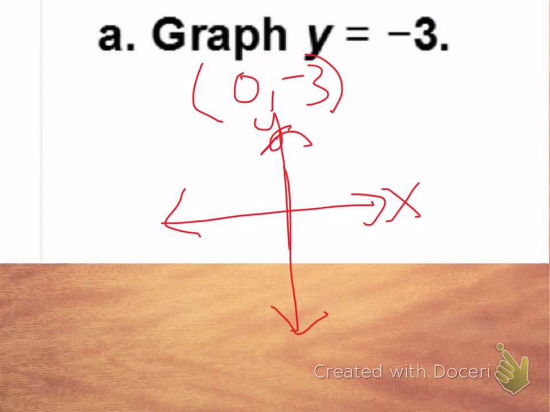The next example, graph y equals -3. So I put in parentheses 0, -3. So I'm going to plot 0, -3. Okay, here's my point. And it goes right and left. It's a horizontal line when you're graphing a y equals something. So we're hitting -3 on the y-axis and we're going across. So that's how you make the line of y equals -3. It's a horizontal line.